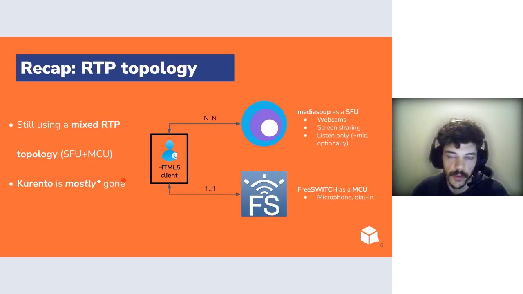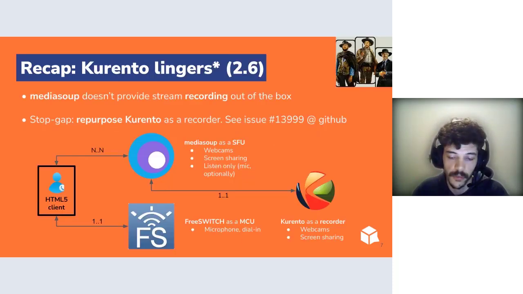To also recap our RTP topology, it is still not really conventional. We still use a mixed RTP topology, so we are using an SFU, which is mediasoup now instead of Kurento, and FreeSwitch as an MCU for microphones. Kurento is mostly gone, which I mentioned before, with the exception of recording. So it lingers because mediasoup doesn't provide stream recording out of the box. That's a trade-off we made when we picked mediasoup, which we were aware of.